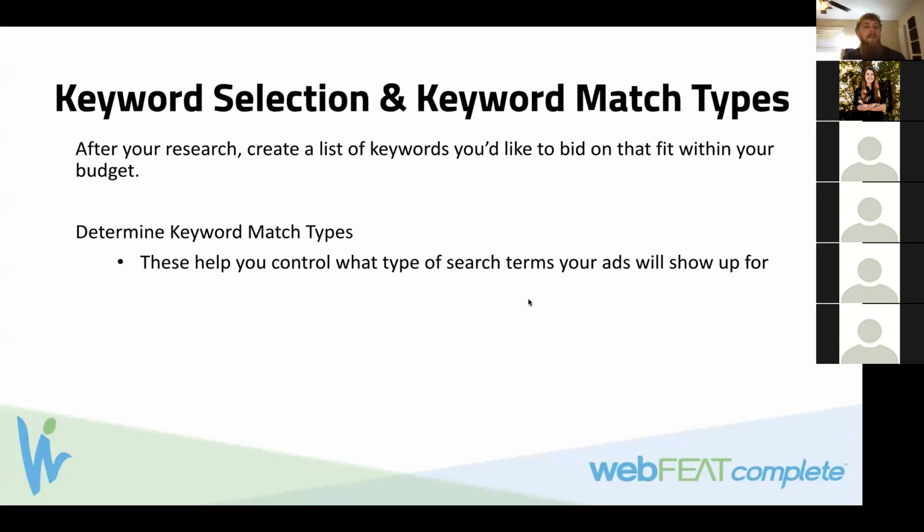Okay. So once you do your initial competitor and keyword research, then you actually want to start compiling a keyword list that you want to implement into your campaign. You want to determine the keywords you actually want to bid on. And it doesn't end there, I assure you.